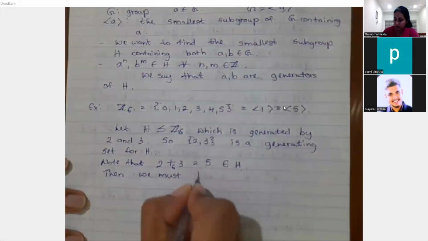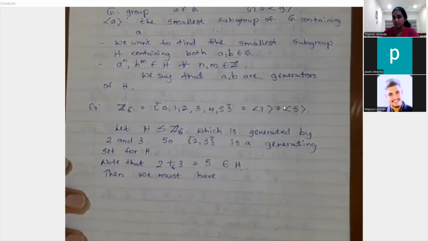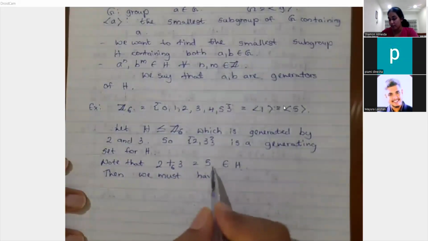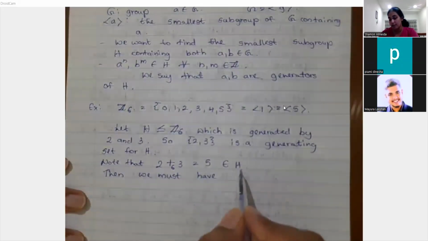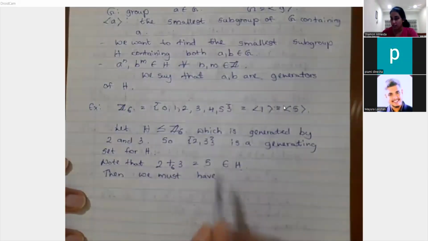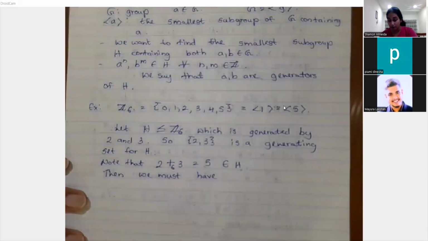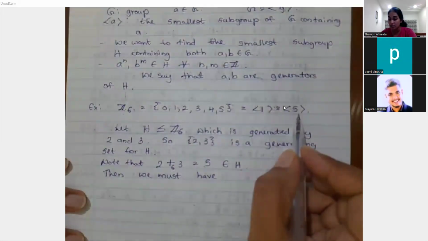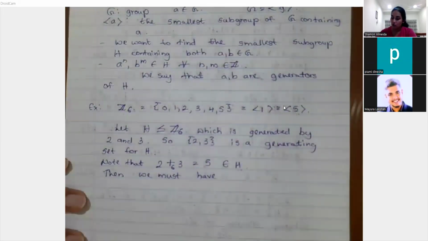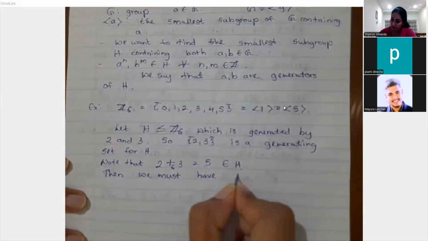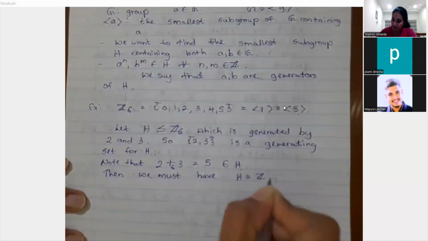We have only two generators. No, now we have shown that 5 is an element in H, right? As soon as we see this, 5 is an element in H and we know that 5 is a generator for Z6. So the only option for us in the case of H is to have it be Z6. Why is that?